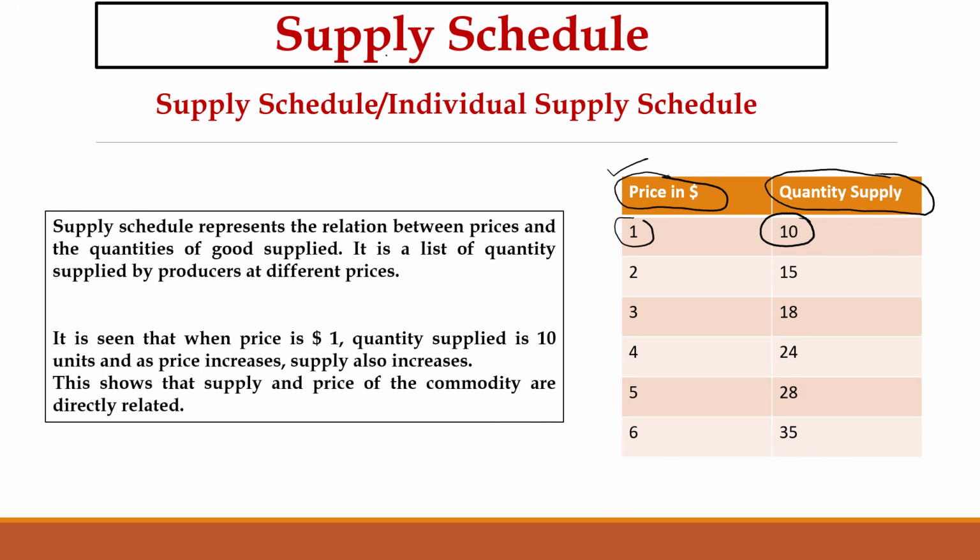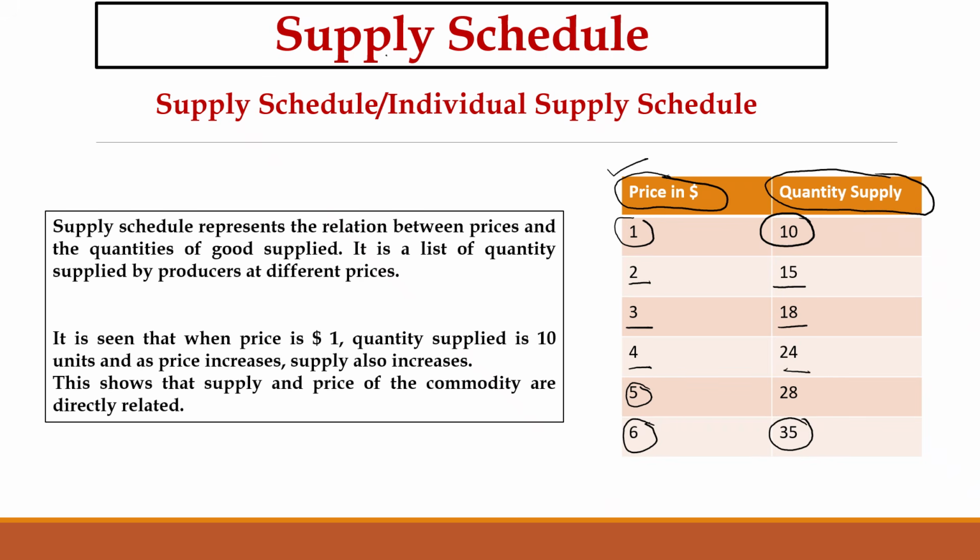The quantity supplied is 10 units, and as the price increases, supply also increases. When the price increases from $1 to $2, supply increases from 10 units to 15 units. When the price increases from $2 to $3, the quantity supplied increases from 15 units to 18 units. When the price increases to $4, the quantity supplied increases from 18 to 24. When the price increases from $4 to $5, the quantity supplied increases from 24 to 28. And when the price is $6, the quantity supplied is 35.